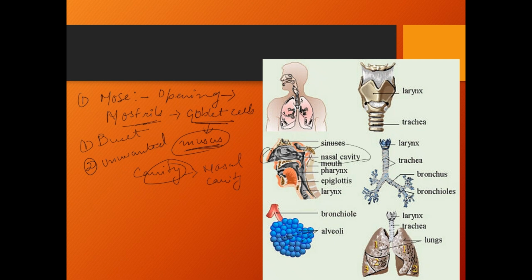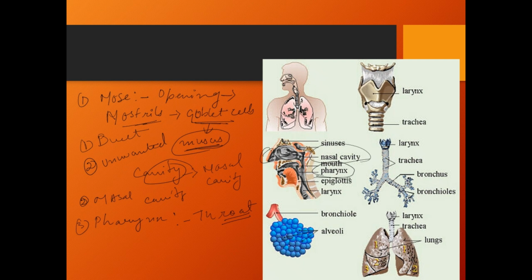So first is the nose, then second comes the nasal cavity, then third comes the pharynx. Like you can see, here is the pharynx. If you ask the location, the location is the throat area. It is present in the throat area. Then it extends to the larynx.